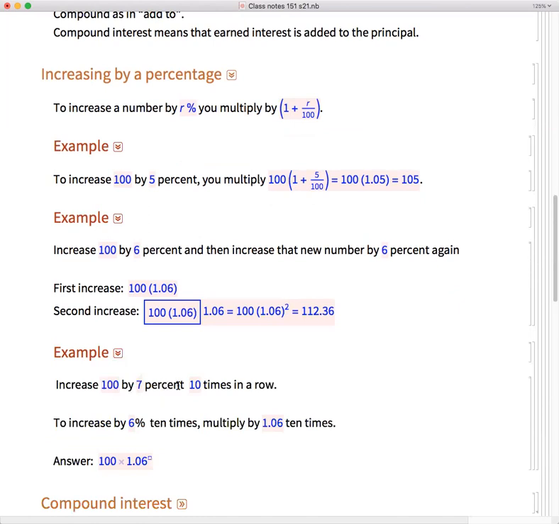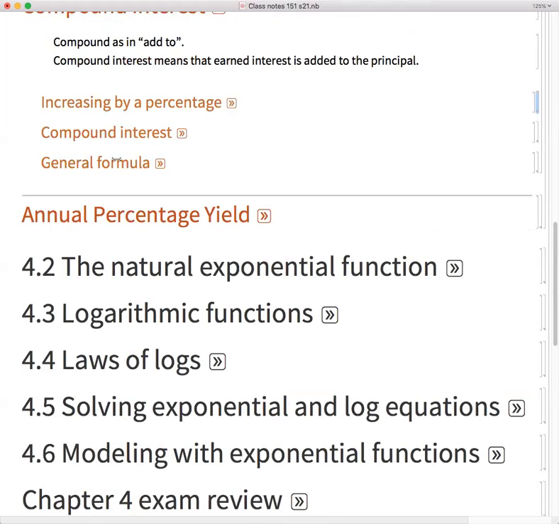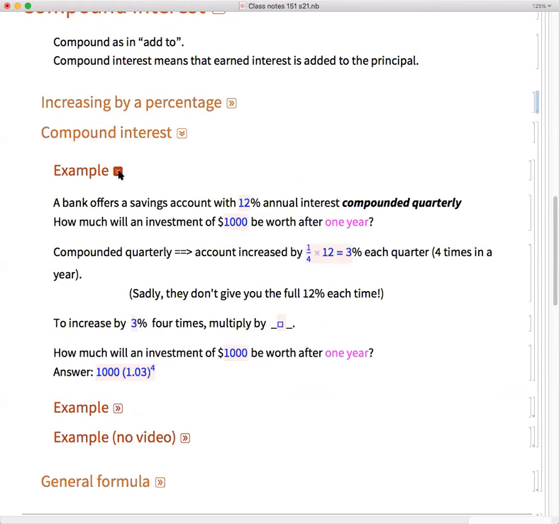Increase 100 by 7%, 10 times in a row. Oh, I've got the wrong number here. I changed one, but didn't change the other. Let's change these. So to increase by 7% 10 times, you need to multiply by 1.07 10 times. So we started with 100, and we're going to multiply by 1.07 10 times. And this turns out to be what I think is a surprisingly large number, nearly 200. Okay, so that's the backstory for trying to compute compound interest.